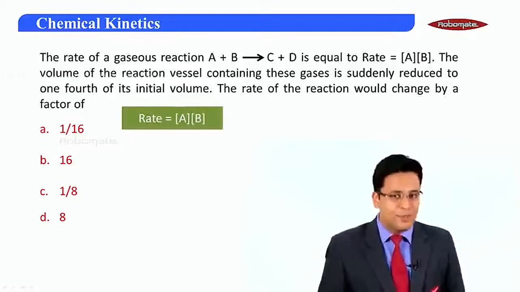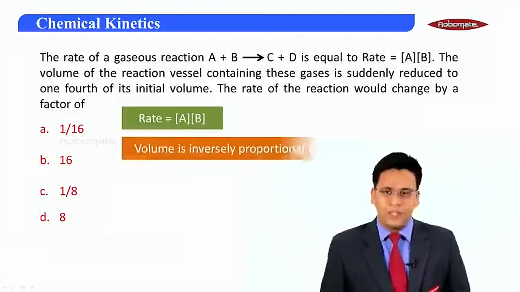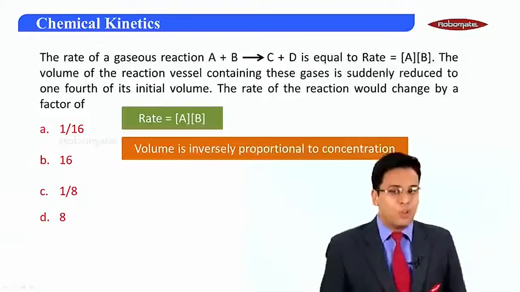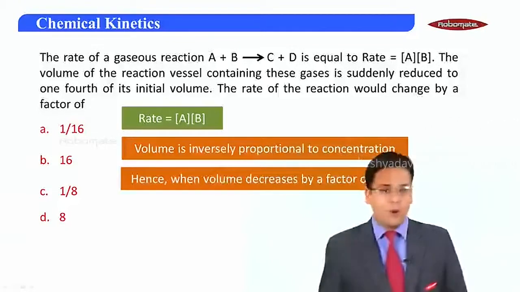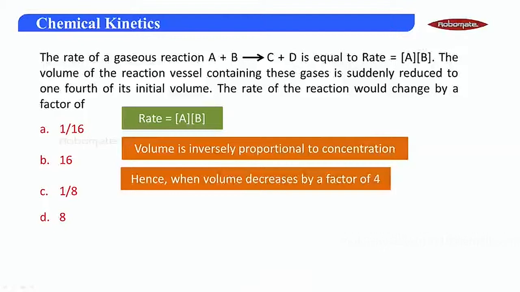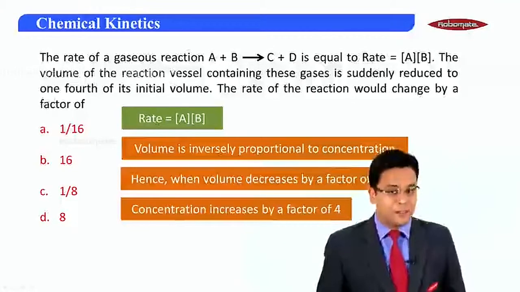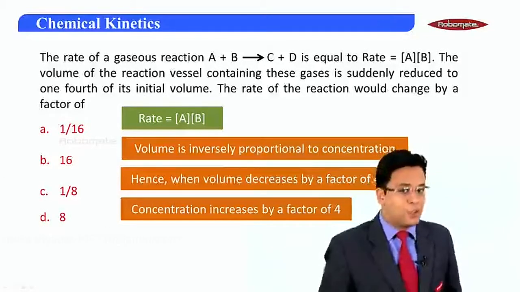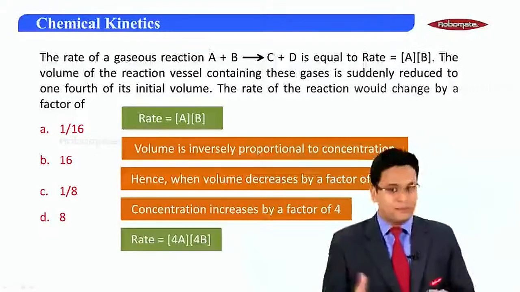Anyway, to figure out whether the answer will be B or D, let's take a look at the solution. Now this is the rate law equation that has been given to us. Here, volume is inversely proportional to concentration, and we have been told that the volume decreases by a factor of 4. If the volume decreases by a factor of 4, it's pretty obvious that the concentration will increase by a factor of 4. So if the concentration increases by a factor of 4, all we have to do is substitute that in the rate equation, and we get this.